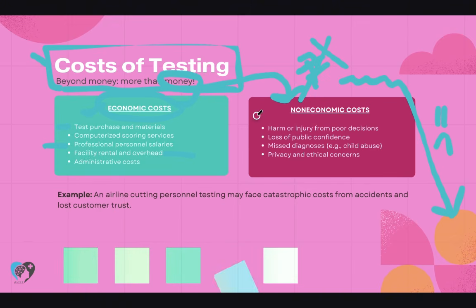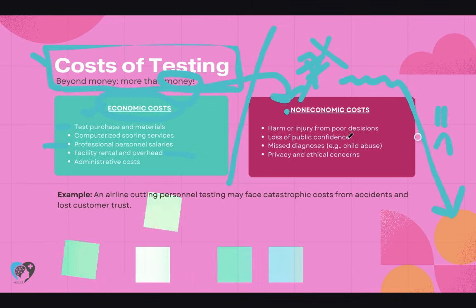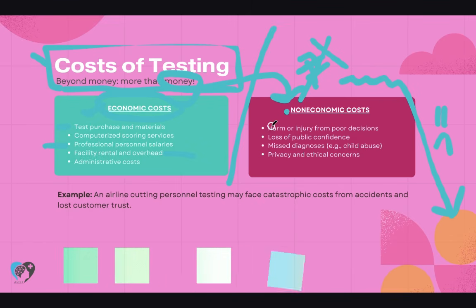So you need to compare the costs. What do we mean by the non-economic cost? Okay, for example, if you don't do screening very well, and we have people with disorders that would make them harm themselves or harm other people, and you did not use a good screening tool to involuntarily put them in a facility, then you're harming the public by not using a test.